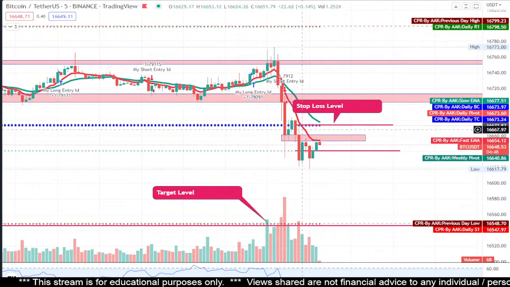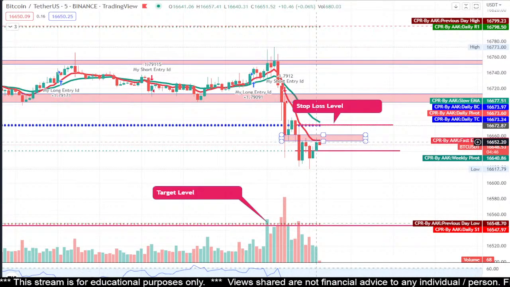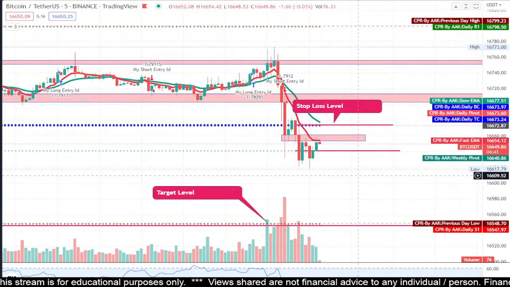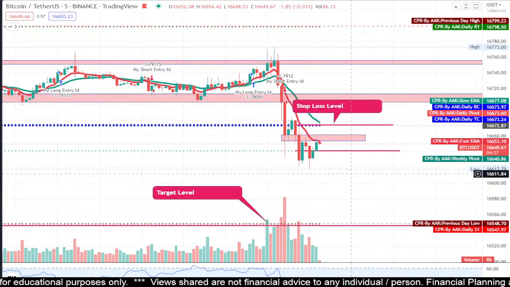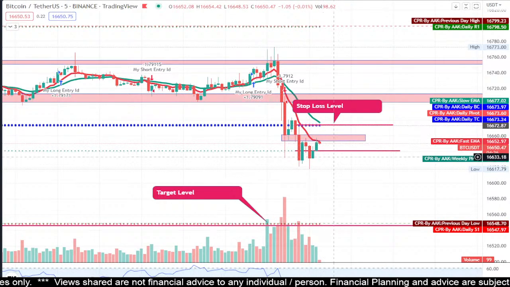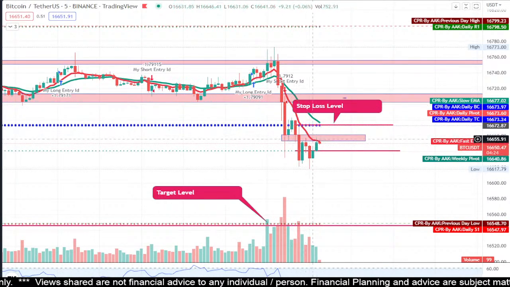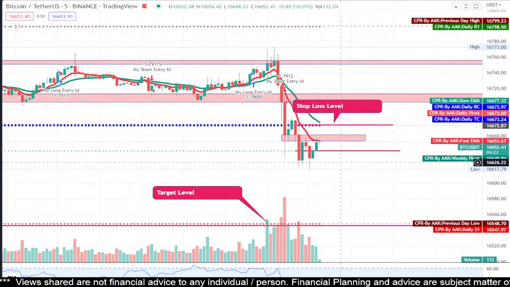Moreover, what we have right now here is the 8 EMA, and the 8 EMA is currently running at 16,650 points. So if the price touches this particular point and again starts to make a red candle, it is showing the continuation of the trend. Till the time price is following this trend line, the 8 EMA, it means it is the continuation of the trend.